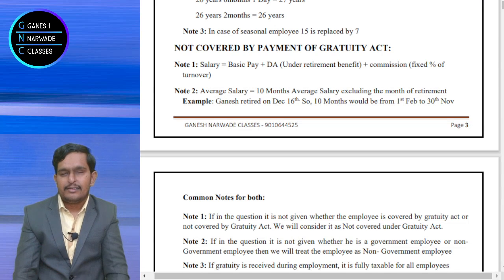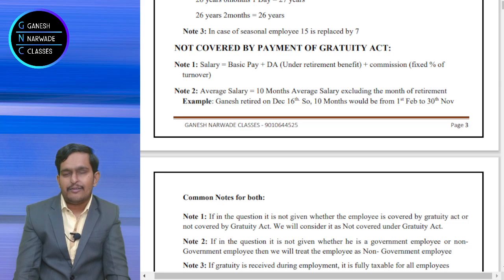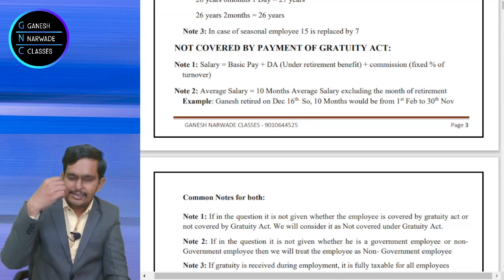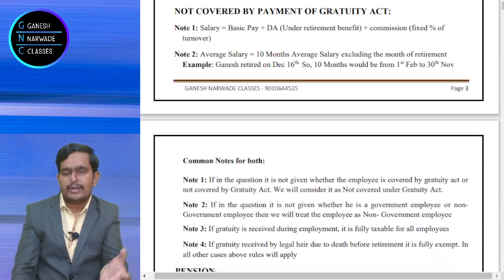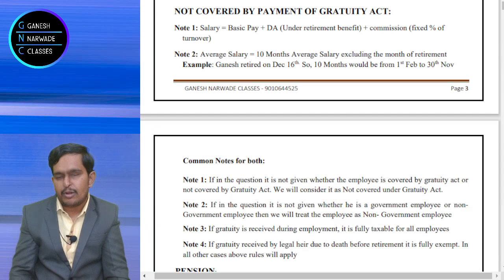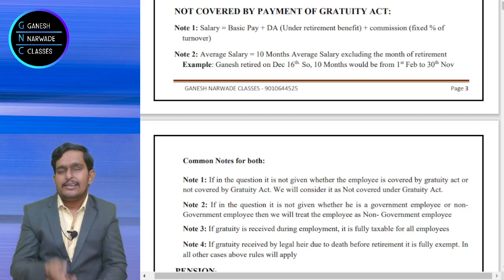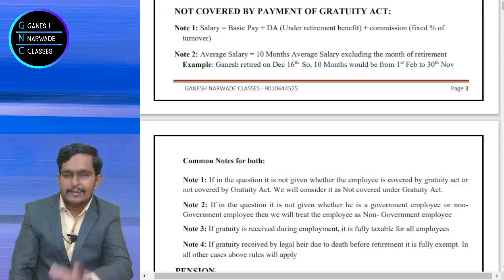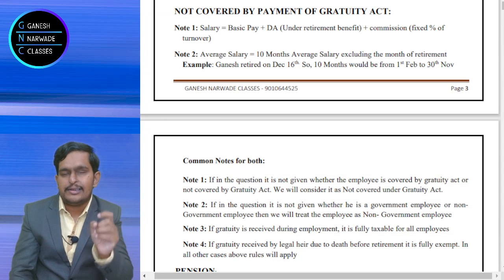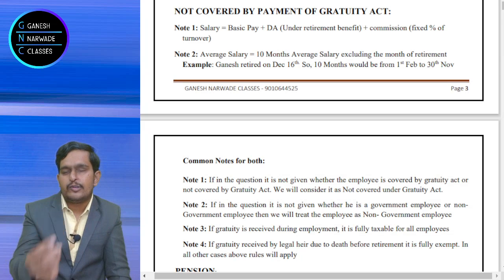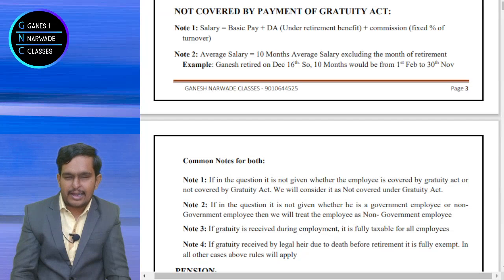Suppose in the question they don't tell whether you are covered by the Gratuity Act or not covered. Then decide he is not covered by the Gratuity Act. If in the question they don't tell you are a government employee or non-government employee, then decide that he is a non-government employee. So you should assume that if they don't tell government or non-government, it is non-government only. If they don't tell covered by Gratuity Act 1972 or not covered, then it is always presumed that not covered by the Payment of Gratuity Act.